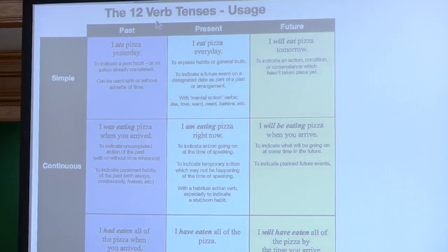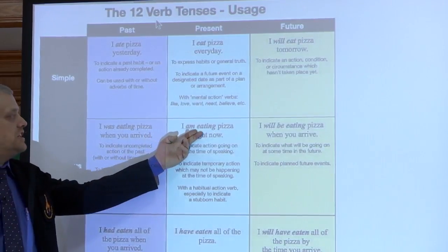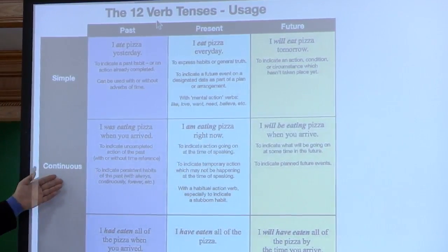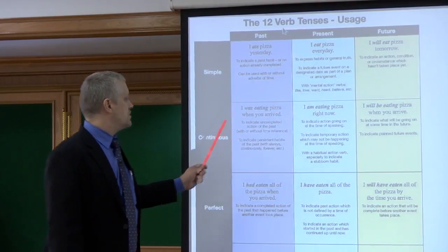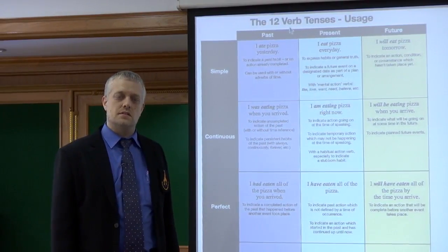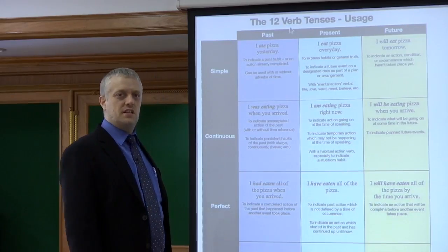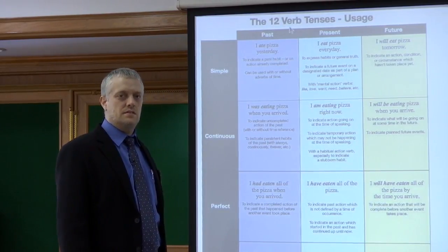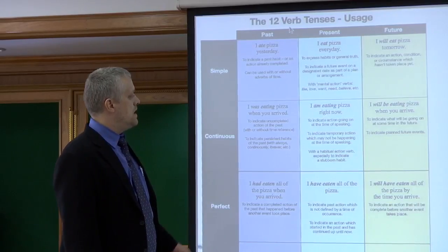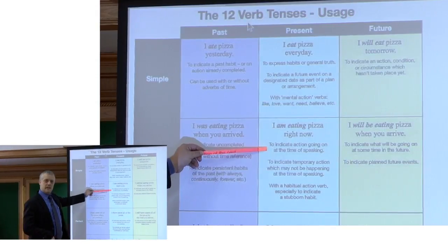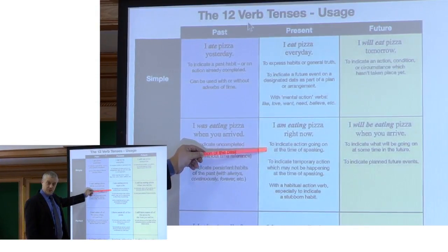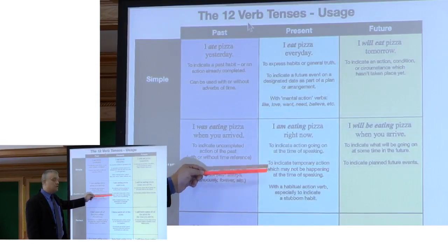I am teaching about tenses. I am teaching about tenses is the present continuous sentence. When do we use the present continuous tense? I am teaching about tenses, to indicate an action going on at the time of speaking. But do you see that there are two more usages there?